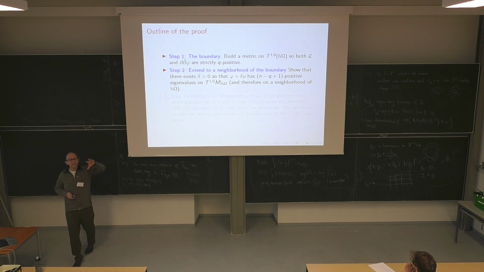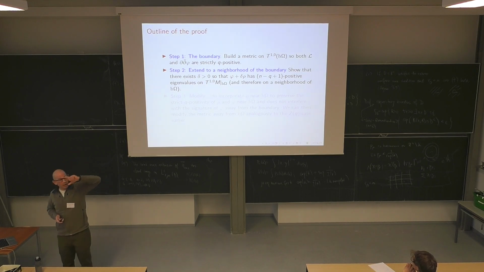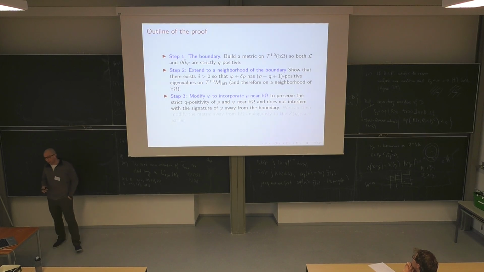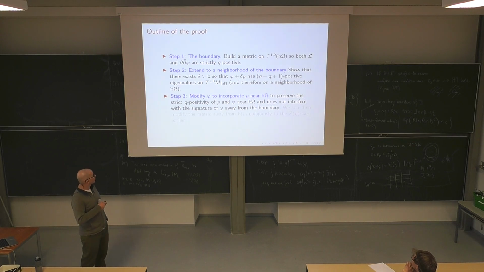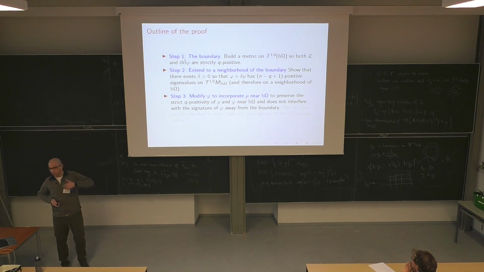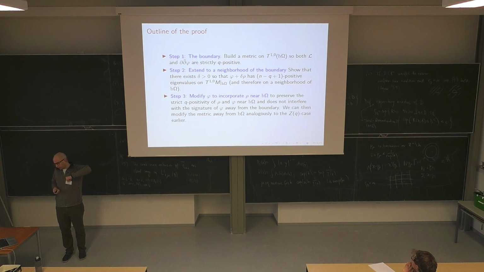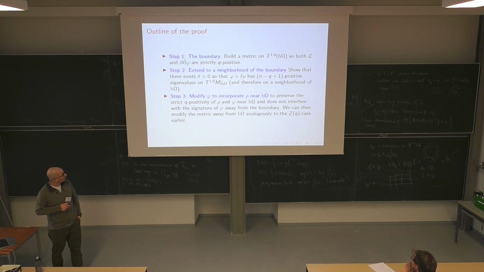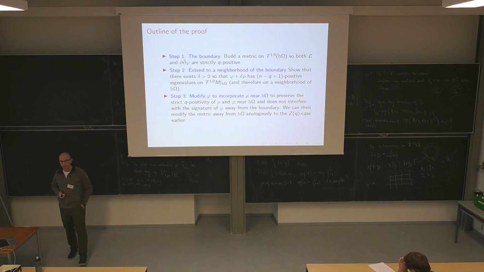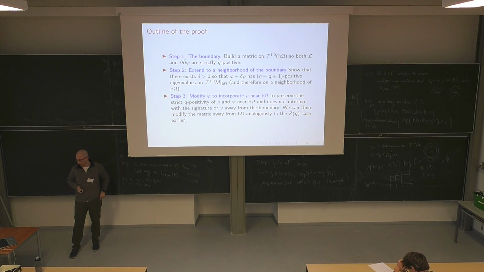And φ we need inside. We don't want to change what happens on the boundary because we like what happens from step 1 and step 2. But once we stay away from the boundary, then we modify φ to incorporate ρ near the boundary to preserve the strict q-positivity of ρ and φ near the boundary. And we use the metric construction that I already talked about from the q case, the same kind of ideas. We'll build a metric that's good for φ, so φ becomes strictly q-positive away from the boundary. Okay? So it's built up in a sequential way.